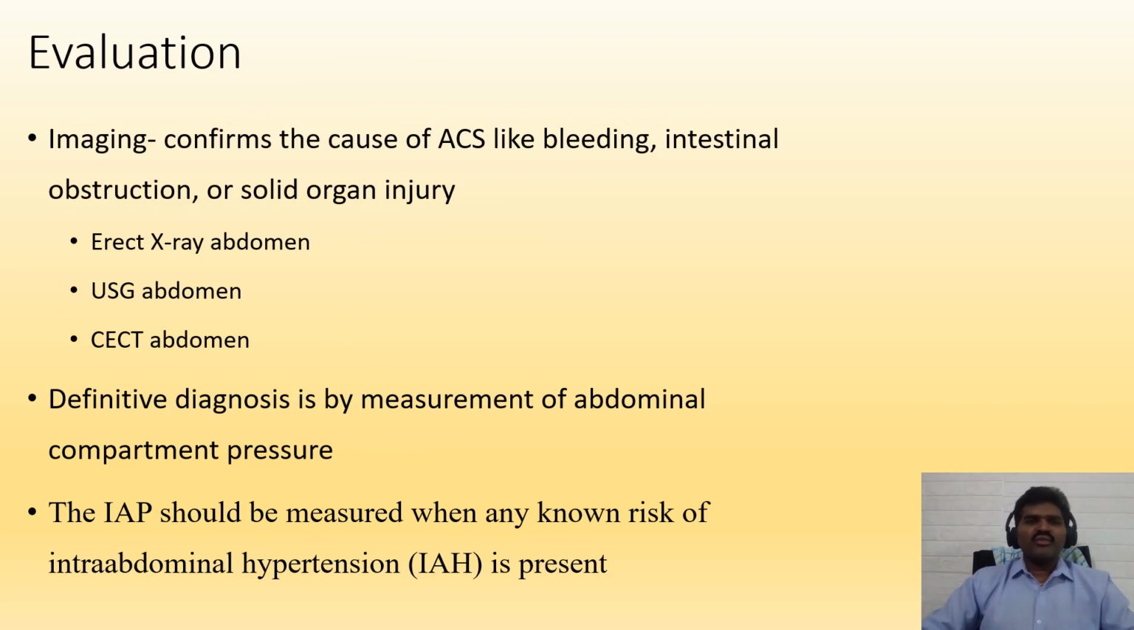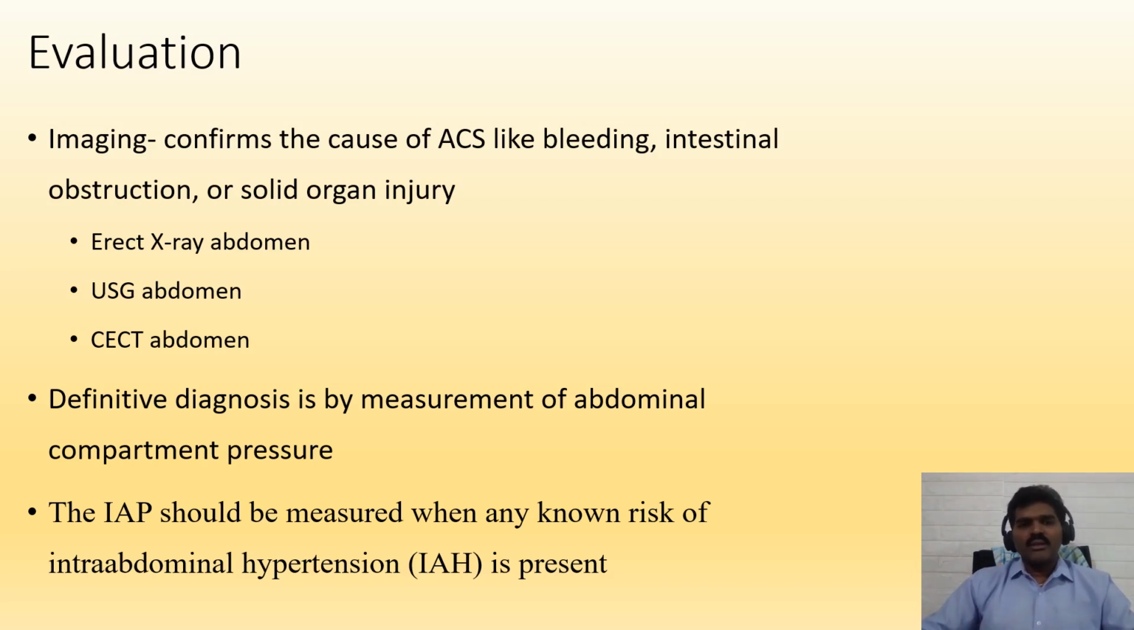Coming to the evaluation of abdominal compartment syndrome, imaging cannot diagnose the pressures, but imaging is useful in detecting the cause of ACS like intra-abdominal bleeding, intestinal obstruction, or a solid organ injury. Erect X-ray abdomen can detect intestinal obstruction and a perforated hollow viscus where there is extravasation of contents. USG abdomen can definitively diagnose intestinal obstruction and can quantify. CECT abdomen is the most common diagnostic test.